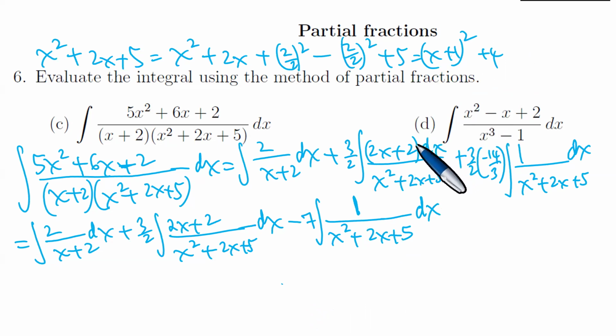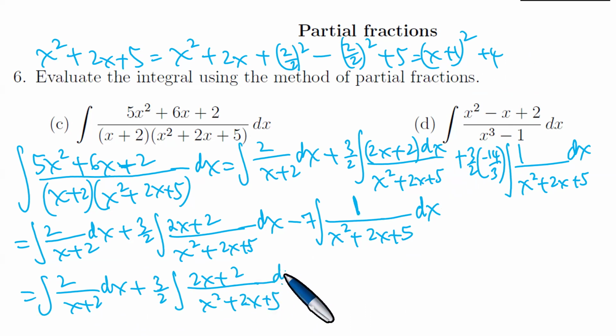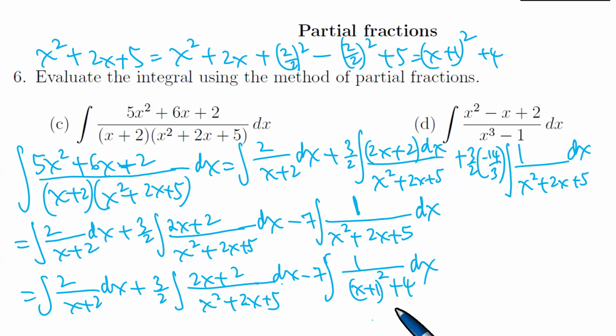And this takes us back to the arctangent. 2 over x plus 2 dx, 3 out of 2 the integral of 2x plus 2 divided by x squared plus 2x plus 5 dx minus 7 the integral of, now when you come to this one, it's 1 over x plus 1 squared plus 4 dx. Okay. We have this. And then we are obviously almost getting the answer, and we have the following to do.